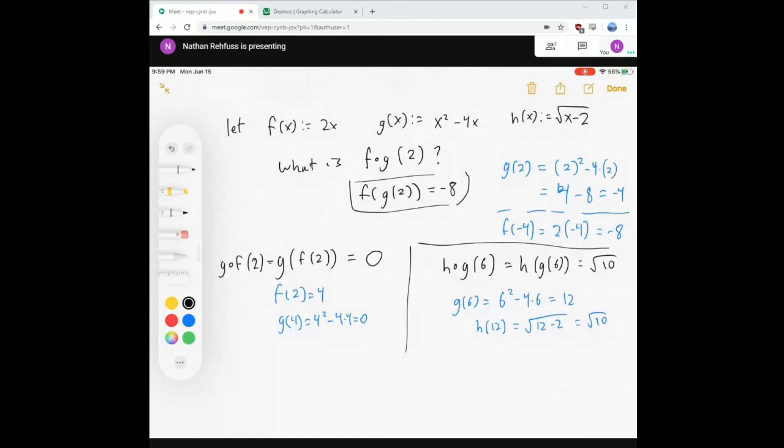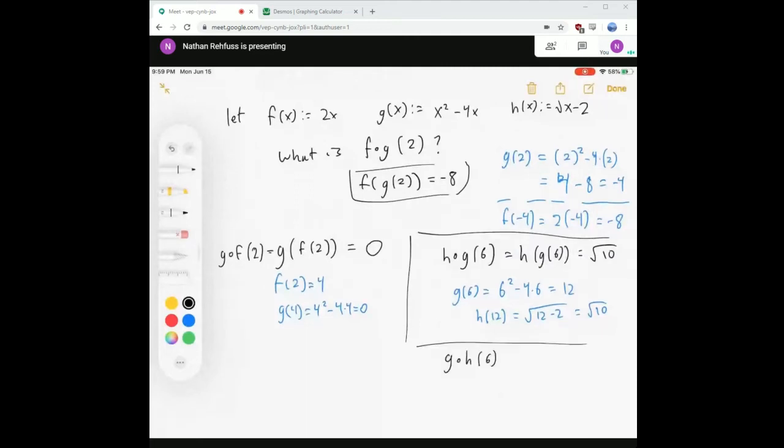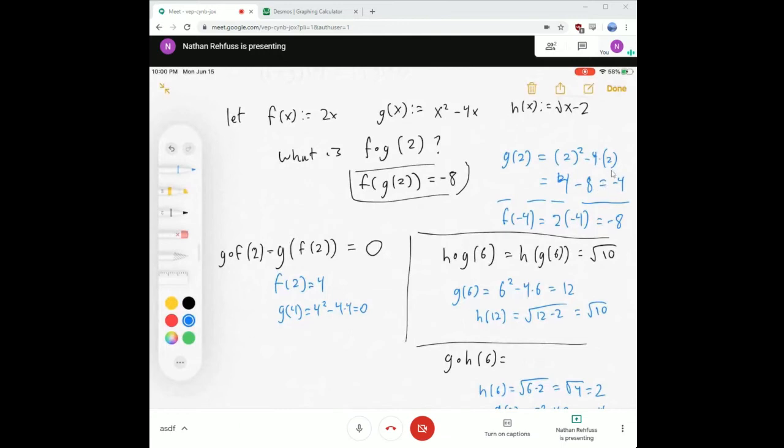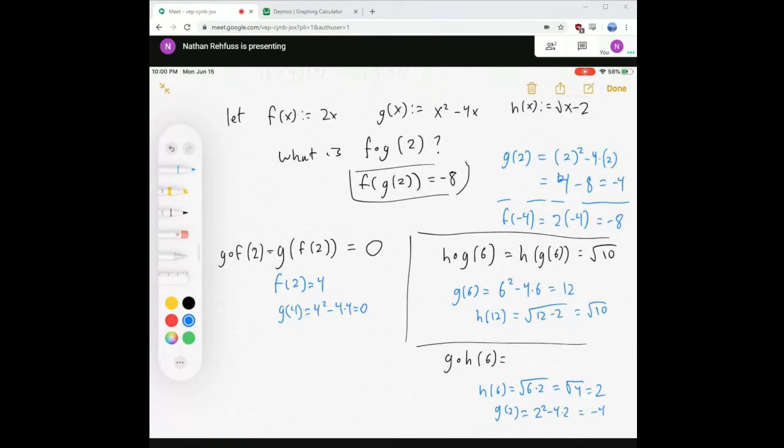Just for the heck of it, G of H of 6, well, first I plug 6 into H. That's the square root of 6 minus 2, right? So that's root 4, which is 2. And so now I take that 2 and I plug it into G. G of 2 is 2 squared minus 4 times 2. Well, that's negative 4. I already did that here. So G of H of 6 is negative 4. So order matters is the point I'm trying to make.